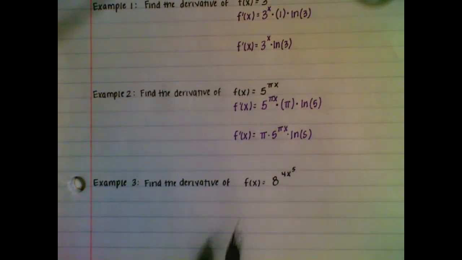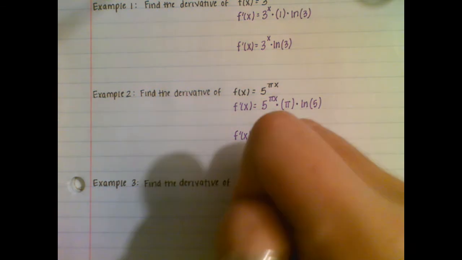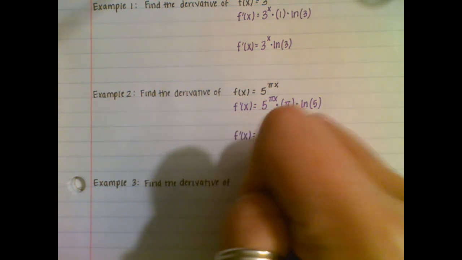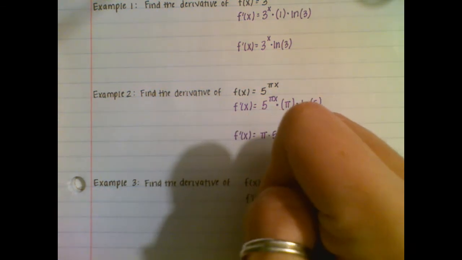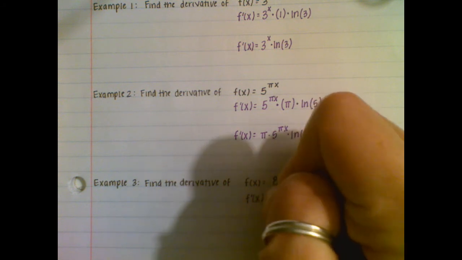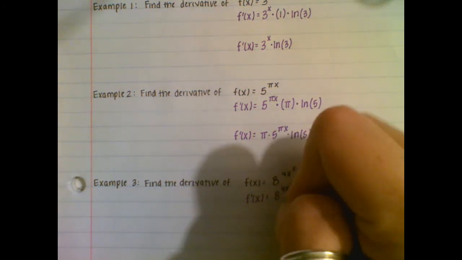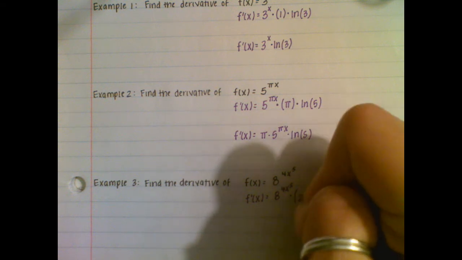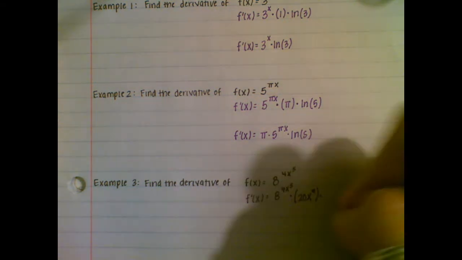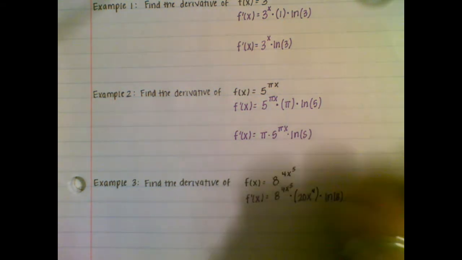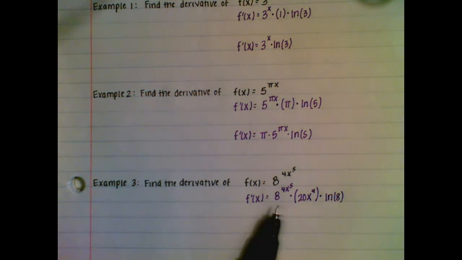Next basic example. So if I have f of x is equal to 8 to the 4x to the 5th power, my f prime is going to be, to keep everything the same, so 8 to the 4x to the 5th, multiplied by the derivative of the exponent, so 20x to the 4th, times the natural log of the base of 8. And again, you could rewrite those in any order, but there's our derivative there.